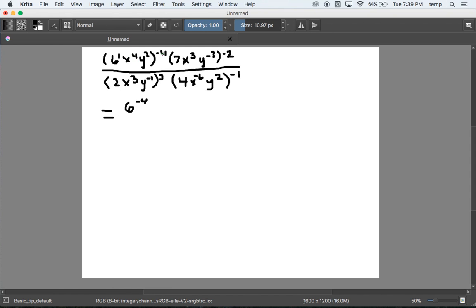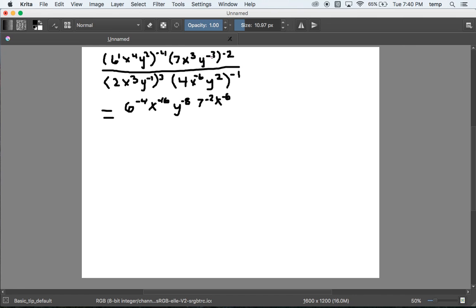We'll take x to the 4th to the -4th power, so we'll take 4 times -4, which is -16. So we have x to the -16. Y squared, so we take 2 times -4, we're going to have y to the -8. We'll do the same for this next monomial here. We could do 7, again this is to the first power, so we'll do 1 times -2, so we'll have 7 to the -2 power. Take x cubed to the -2 power, so we'll take 3 times -2, so we'll have x to the -6.